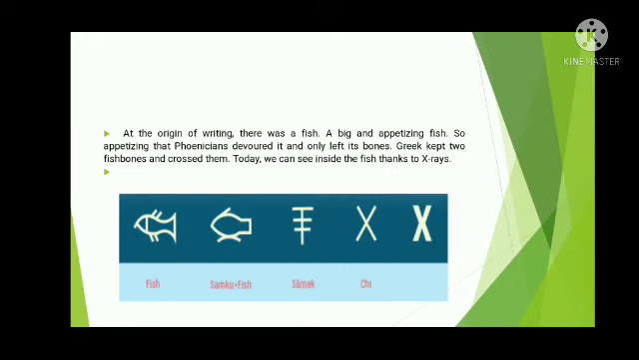Next, for the evolution of letter X. So as you can see here, in the development or evolution of our letter X, the first symbol that we have is a fish. Then it evolves into Samekh, fish. Then it turns into Samech, and the representation of the Greek letters. And it turns into the Old and New Roman alphabet letters that we have today, the modern letter X.